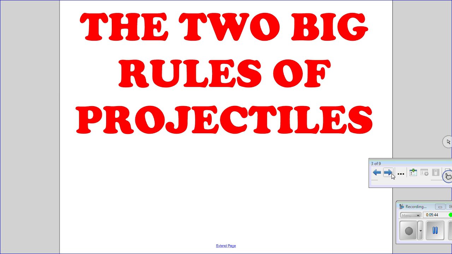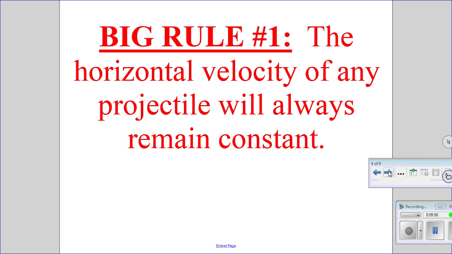So, this is the deal. All right. So, here we go. Here is big rule number one. Big rule number one says the horizontal velocity of any projectile anywhere in the universe will remain constant.